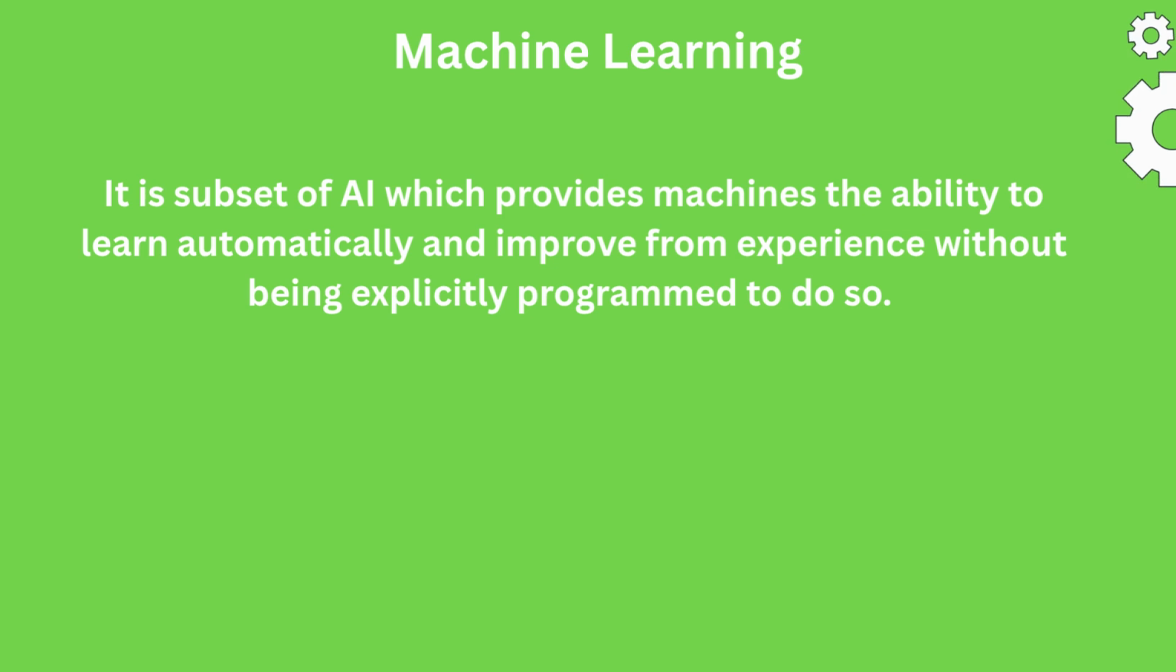Now first of all, let's talk about machine learning. Machine learning is a subset of AI which provides machines the ability to learn automatically and improve from experience without being explicitly programmed to do so. So here basically machines are fed with data so that they can understand patterns within data to predict the outcomes.